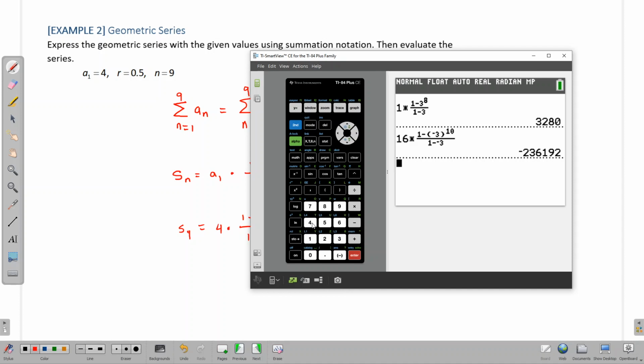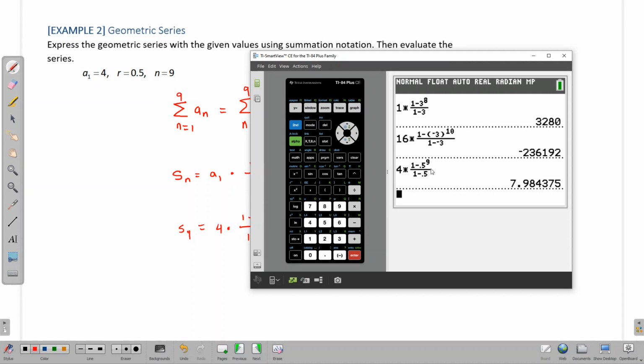Okay, so we have 4 times 1 minus 0.5 raised to the 9th power over 1 minus 0.5. If you want to go ahead and simplify that denominator, you can, but it's not too messy to just type it there. Okay, so I think I typed that in right.